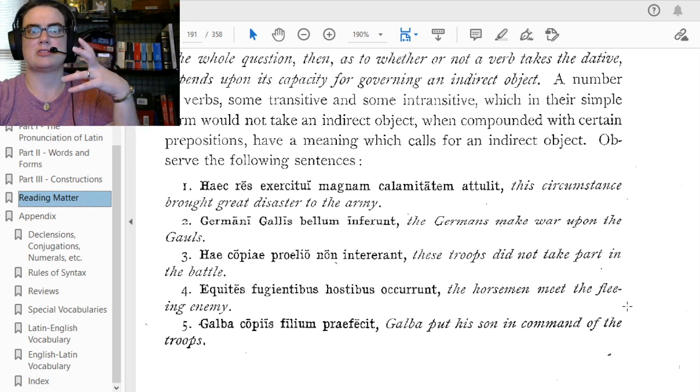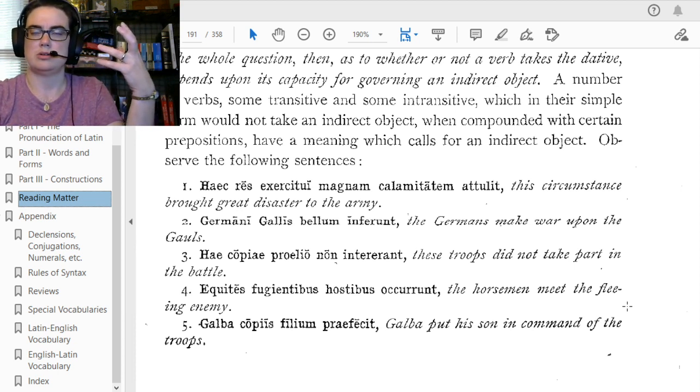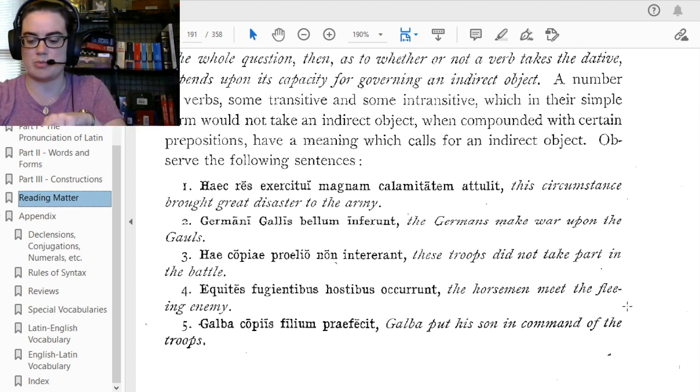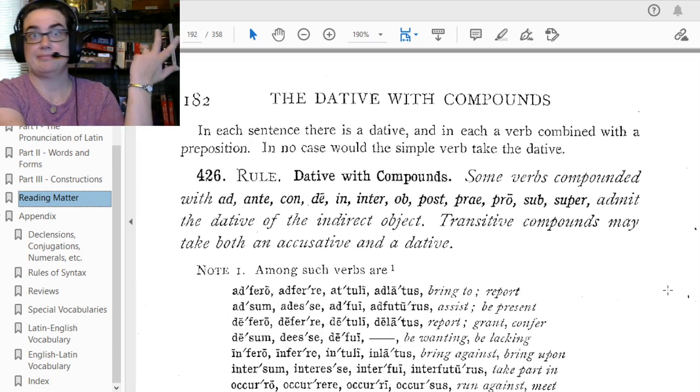And then Galba copiis filium praefecit. Galba made his son in charge of the troops. That sounds like a weird way to phrase it, Latin to English. But again, in the Roman head, okay, Galba fecit filium. He made his son. But then we're in praeficio, so we're in a compound verb. So putting someone in charge of something, that second object should be in the dative because we're doing a compound verb, and compound verbs should take datives. Like it or not, that's the reality.